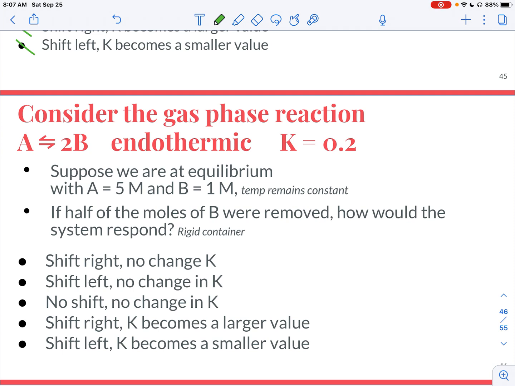So first of all, the temperature remains constant, so you can get rid of anything that changes K. If half the moles of B were removed, if we took away some of the B, then in order to have the same ratio, we would need to make more B, right? So some of the A will be used up to make more B. So that means it's going to shift to the right.